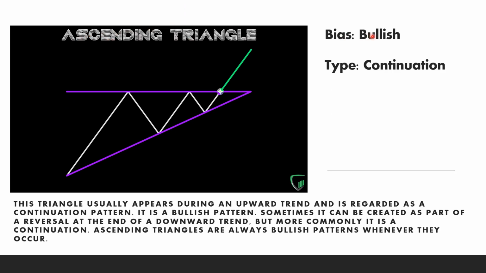These are a bullish type of pattern and they are a continuation. Let me explain this. This triangle usually appears during an upward trend and is regarded as a continuation pattern, right? I'm going to explain that a little bit better. If you guys know, it's a bullish pattern. Basically right here we have this resistance line drawn out, right?